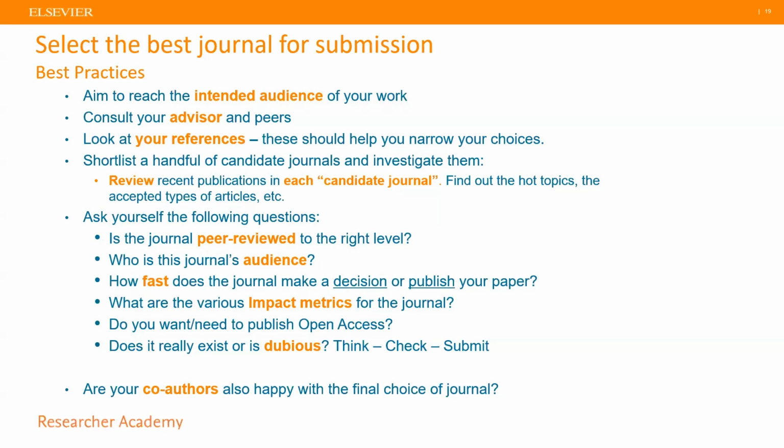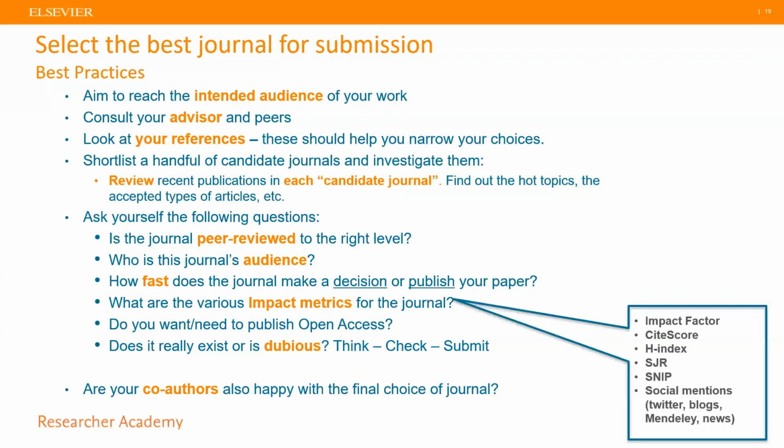Because if you are just close to getting your PhD, you don't want to wait around for another year or year and a half to get a final decision on your paper, right? What are the important metrics for the journal? So look at the impact factor, CiteScore, H-index, all these other things. Do include social media as well, because I think that's a very important way to also look at metrics.